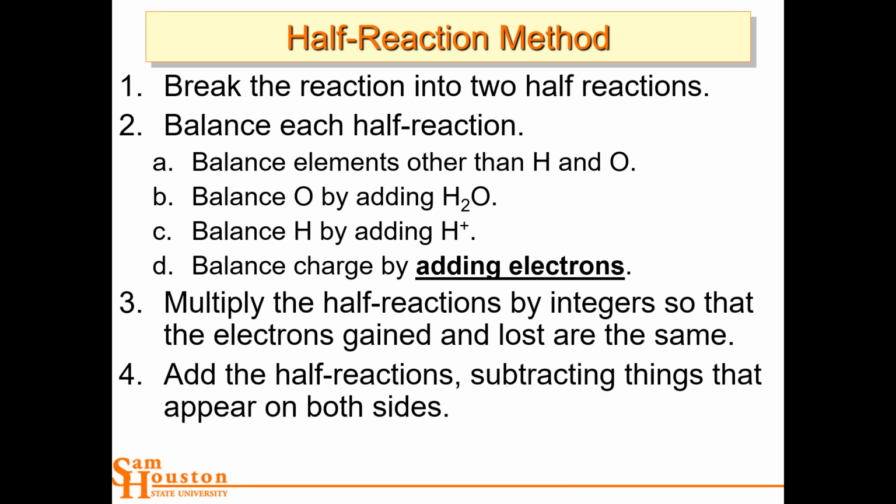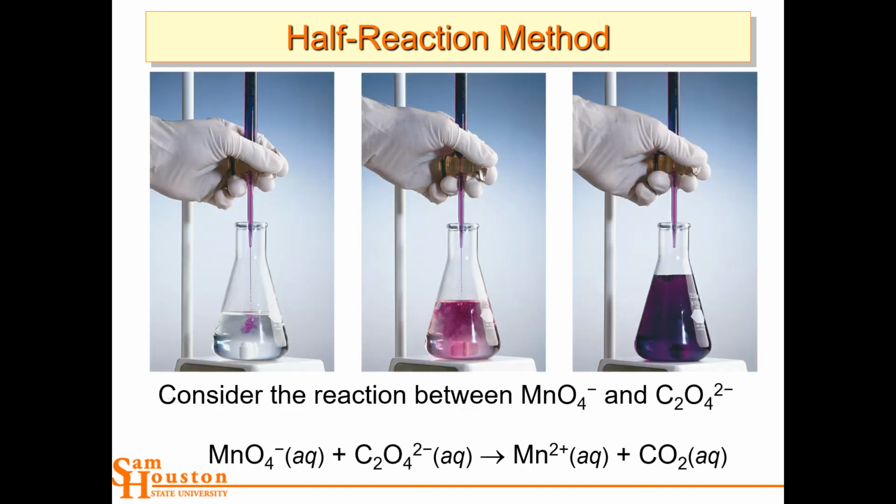And then we add those half reactions and subtract things that appear on both sides. You might have water on both sides in each of the half reactions. When it's balanced, you'll end up with it on both sides of the arrow. And it's just like math. You can do anything you want as long as you do it to both sides. So you have 8 waters on one side and 4 waters on the other. You can subtract 4 from both sides. And so let's use this reaction as an example.